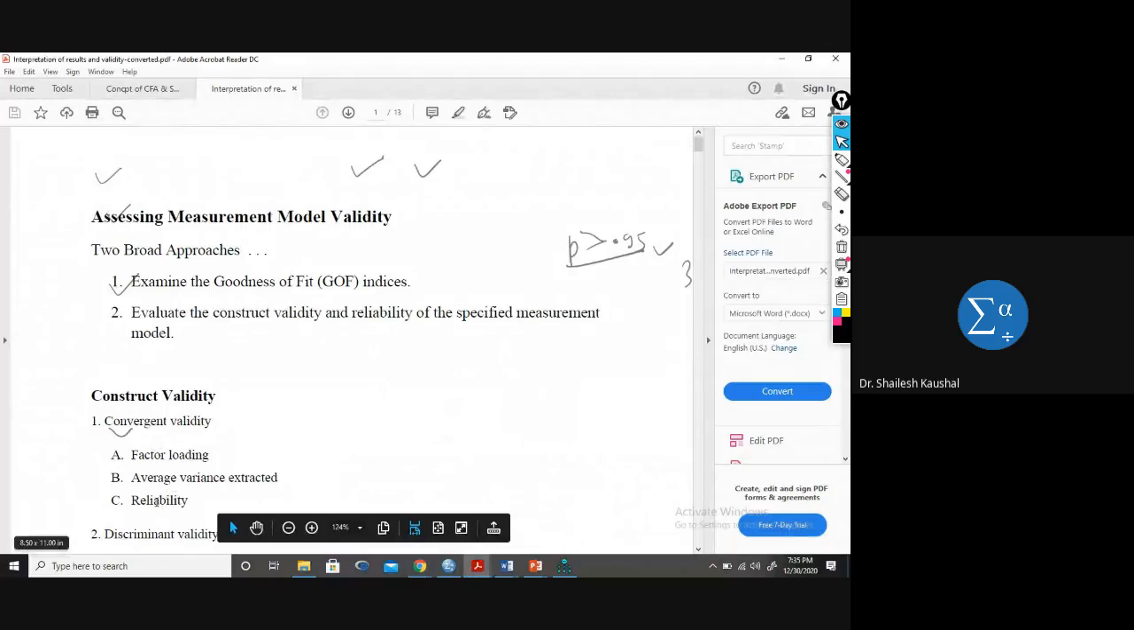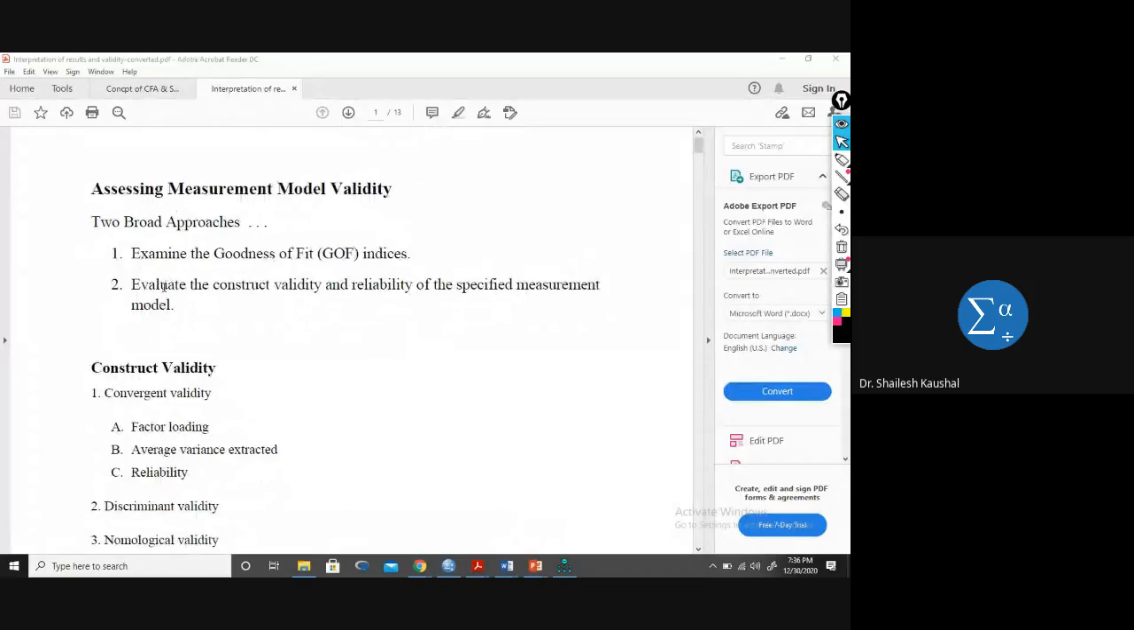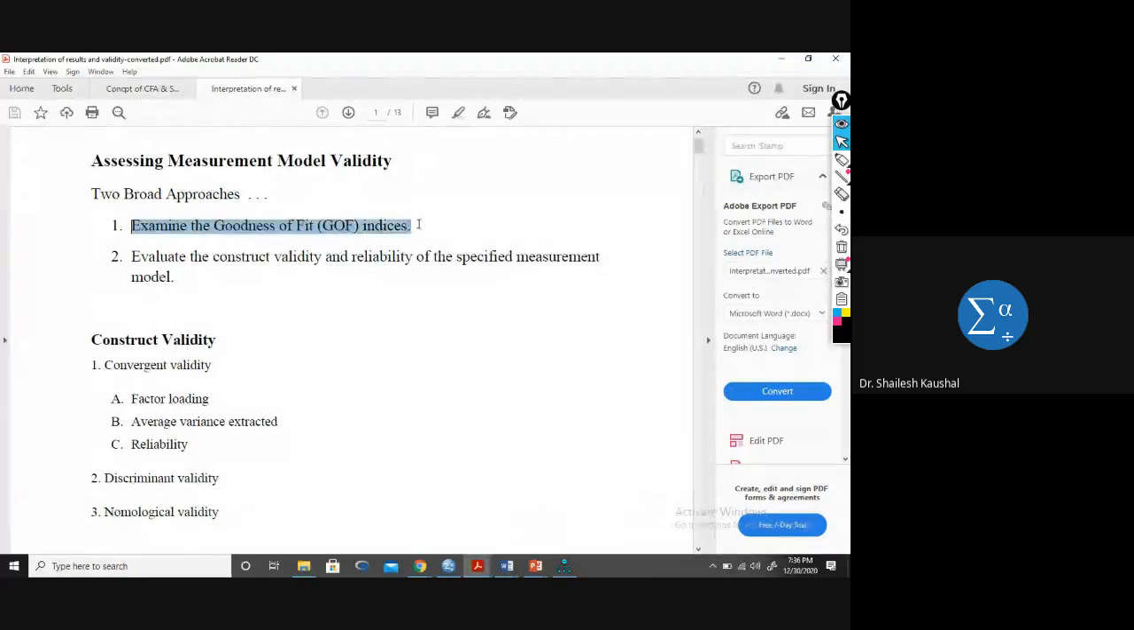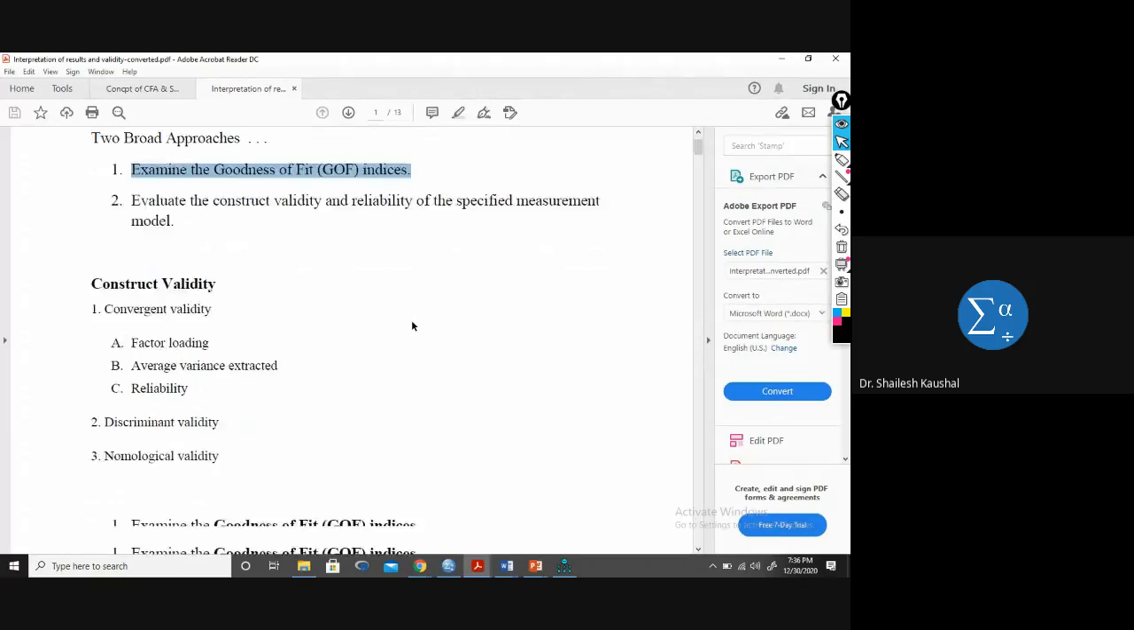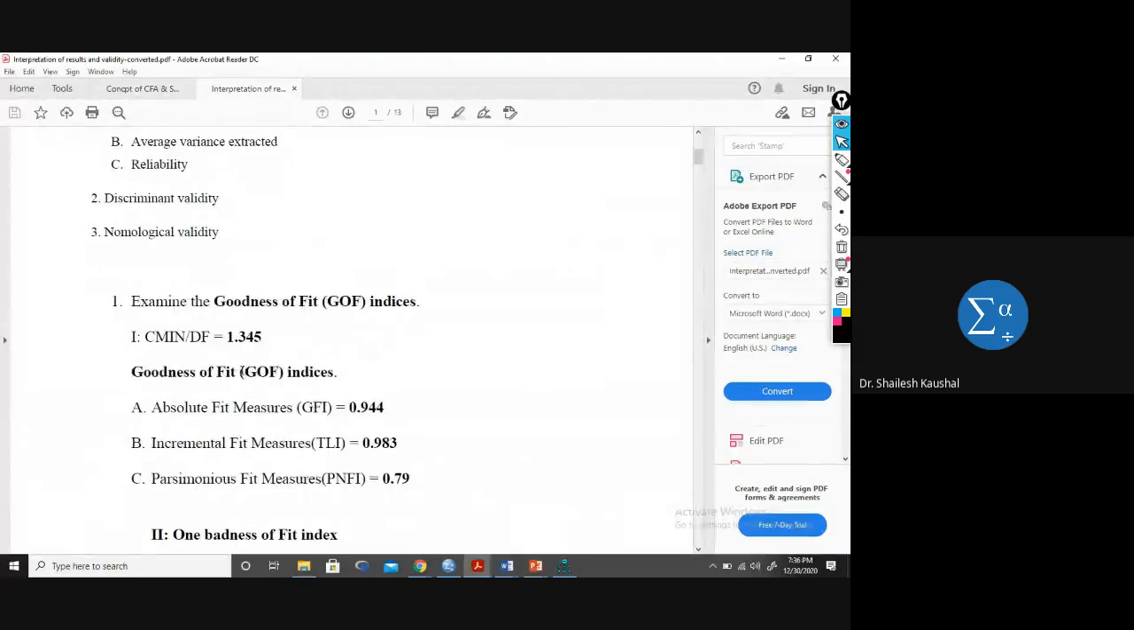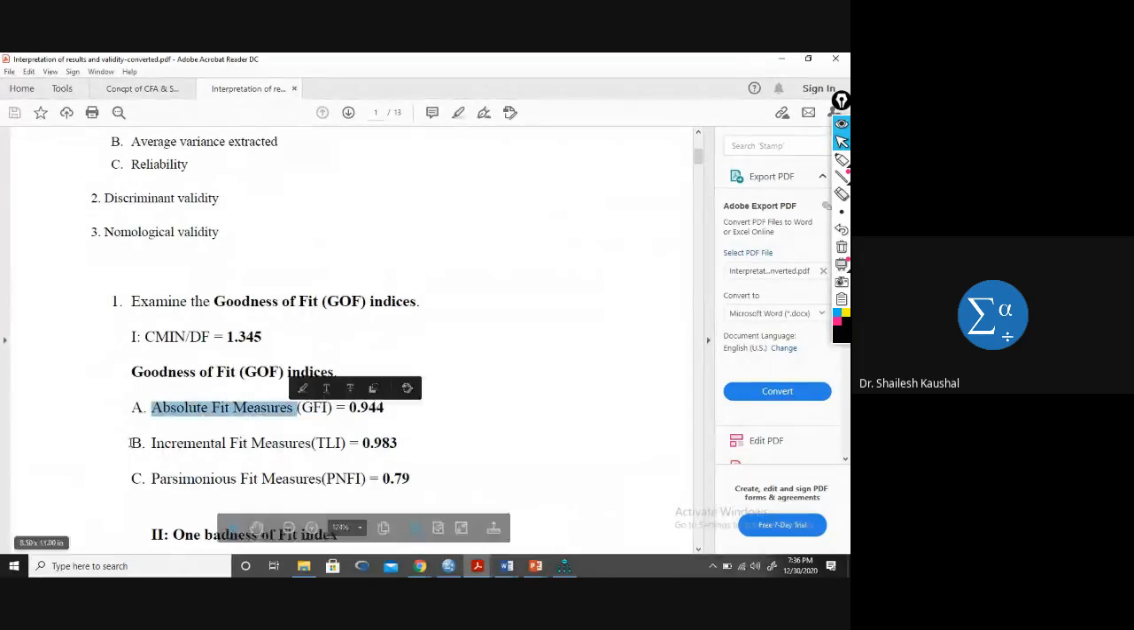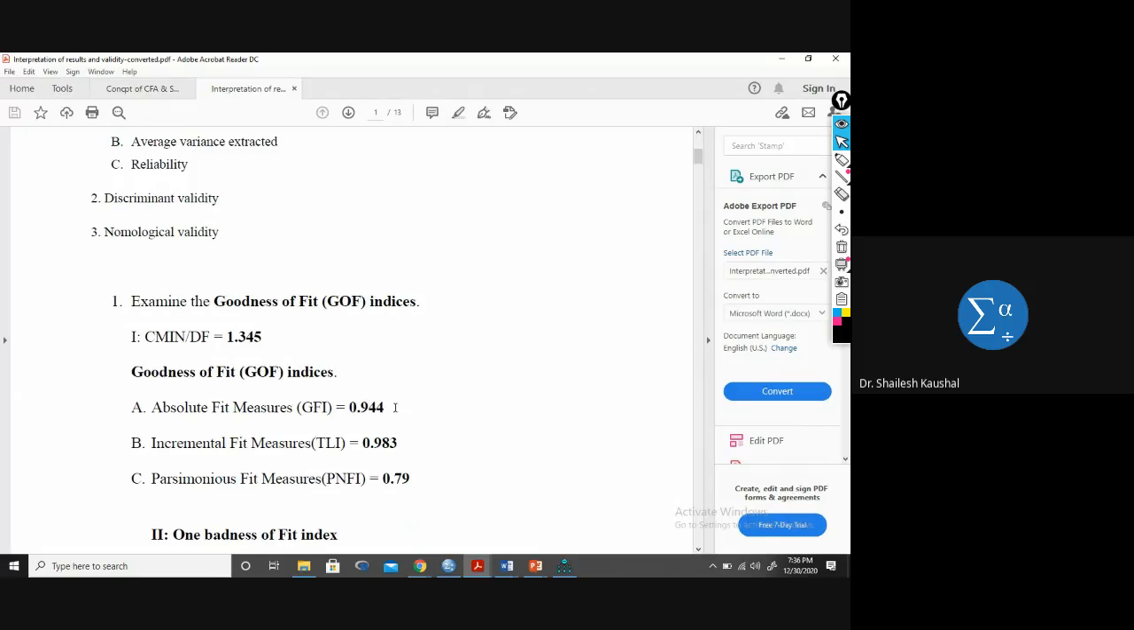the convergent reliability. So here you can see 2 approaches for assessing the measurement validity. One is to examine the goodness of fit indices. It is the criteria whether your model fits or not. So if your values, like there are 5 values: absolute fit measures, incremental fit measures, parsimonious fit measures, if these values are above 0.95, then your model is a good fit. Whatever phenomena you are measuring, it can measure.